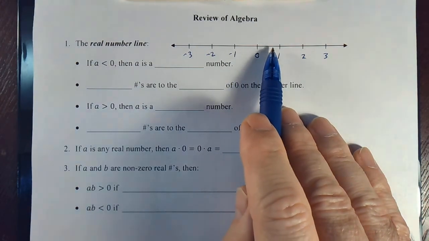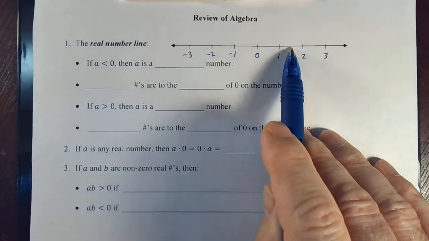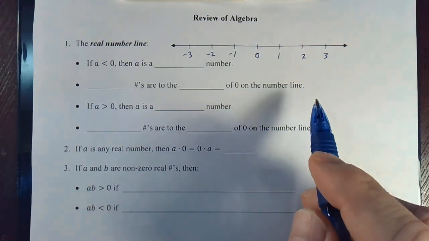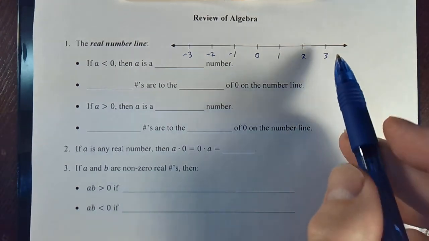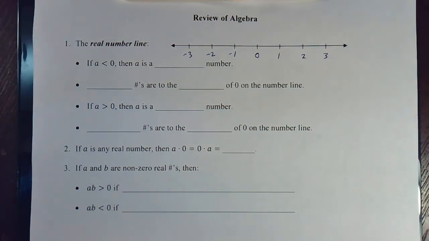For example, 1/2 would be right about there, 1.5 would be about there, and where would pi be? Pi is about 3.14159. It'd be just a little bit to the right of 3 right there.